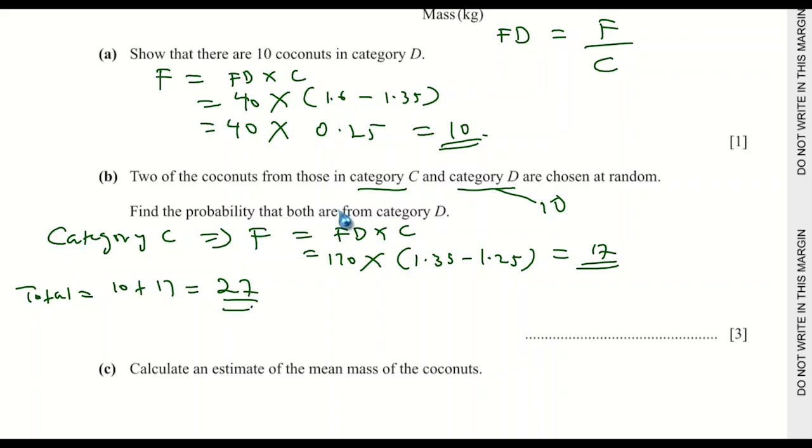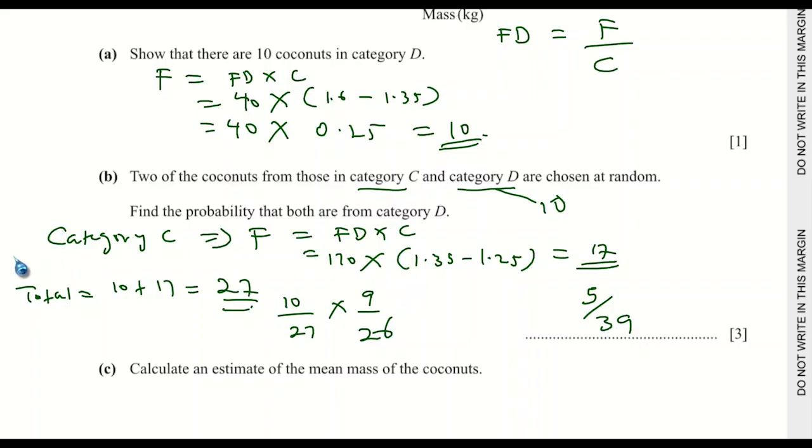So the probability that they are both from category D will be 10 over 27 multiplied by, then the second one will be 9 over 26. This will give you 5 over 39. Okay, to give you 5 over 39. So as you can simplify that.